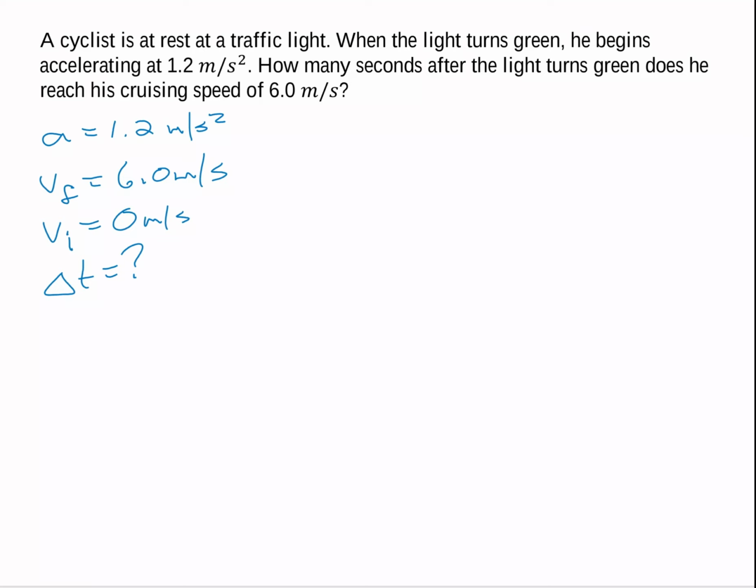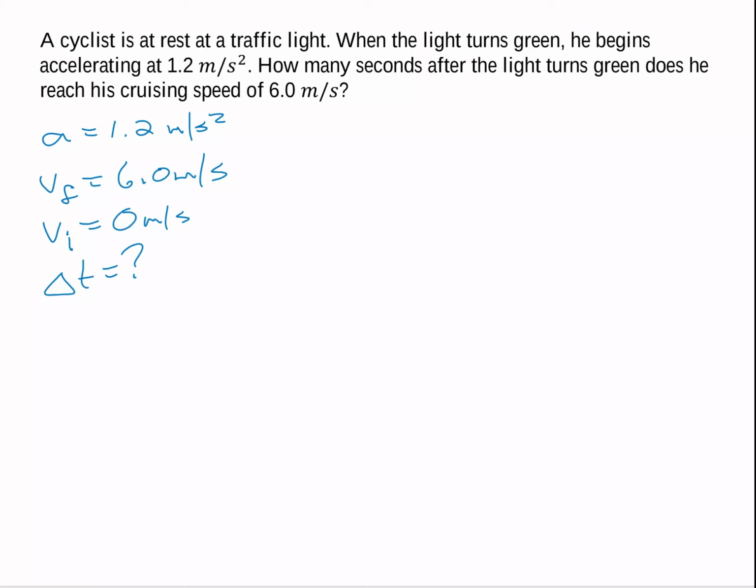If we have acceleration, we know V sub F and V sub I, which means we actually know delta V, right? We have acceleration, we have delta V, and we are looking for delta T. Is there a formula that involves all three of those things? What is the formula? We have VF equals VI plus a delta T.